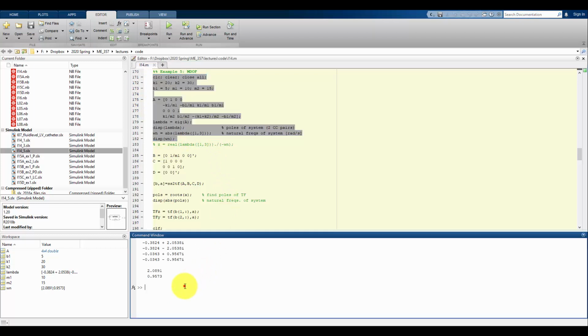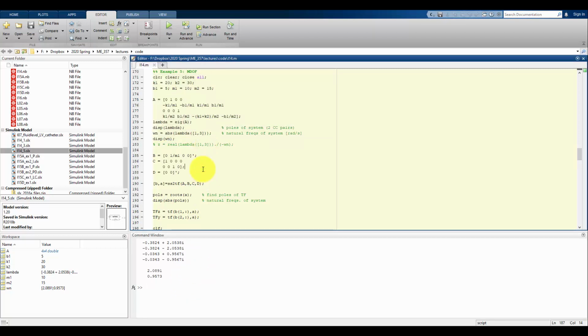We get the 2 natural frequencies of this 4th order, 2 degree of freedom system: 2.09 radians per second and 0.957 radians per second. We're not going to find a damping ratio in this one. It's not going to have the same meaning it had for our 2nd order system, but we can at least investigate how these natural frequencies affect the behavior of the system when we give it a sinusoidal input.